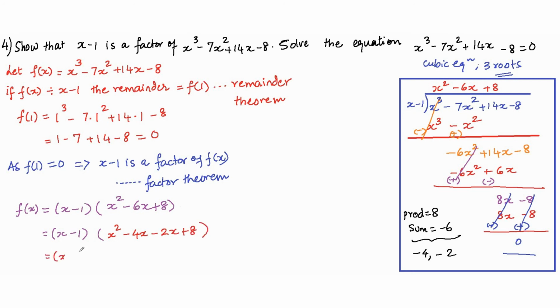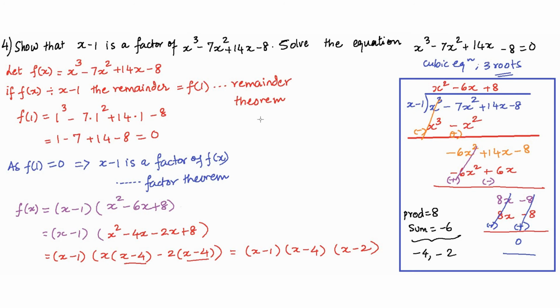So this becomes x minus 1 into, in the first two terms x is common, so it is x into x minus 4. In the last two terms minus 2 is common, it becomes x minus 4. And therefore I get x minus 1 into, in these two terms x minus 4 is common, so let's pull it out. So x minus 4 multiplied by x minus 2. So using the factor theorem, I was first able to conclude on one factor. Then I used the long division method to find the other two factors.